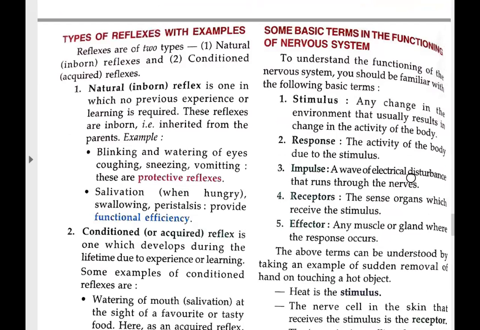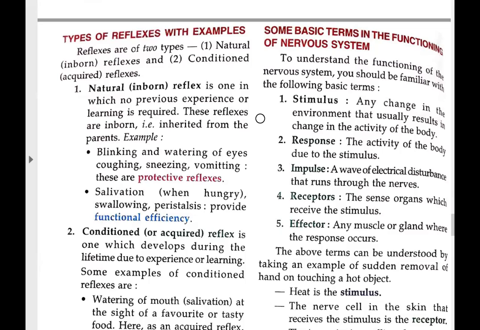Then some basic terms in the functioning of the nervous system. These terms you should know, as they are used whenever we are studying this system. Like stimulus. Stimulus means any change in the environment that usually results in a change in the activity of the body. Temperature change or sound change or anything which is affecting your body, which results in the change in the activity of your body.